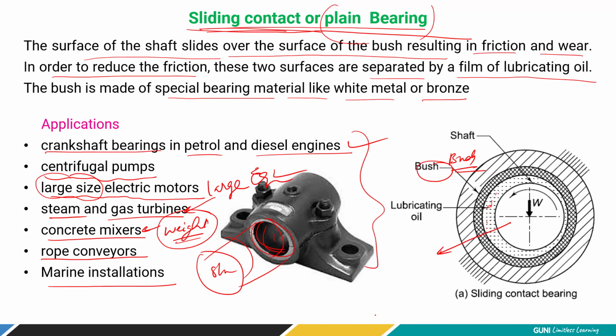Now in a plain bearing, the common thing is you have to use lubricating oil to reduce the friction. This is a requirement. If you do not use it, there is going to be direct metal contact, resulting in heavy friction, and it may generate heat, and your component may get jammed. So to avoid the loss due to friction, lubricating oil is a must in a plain bearing.